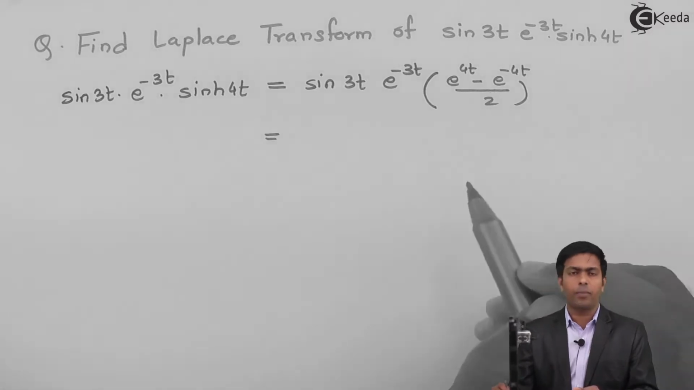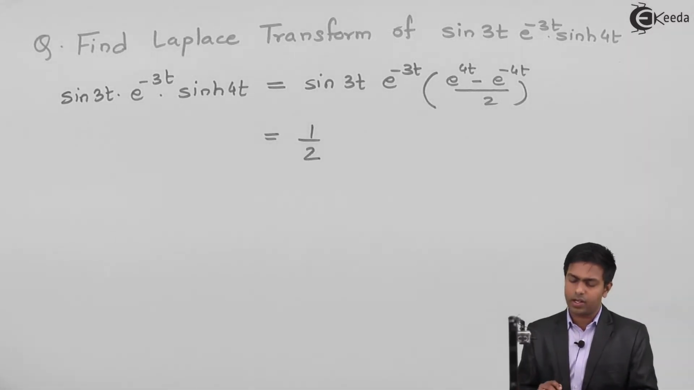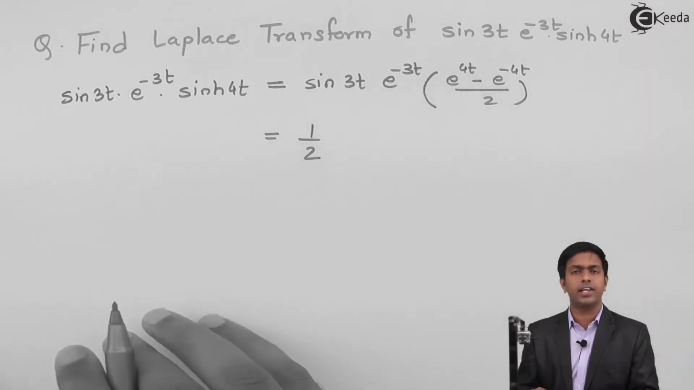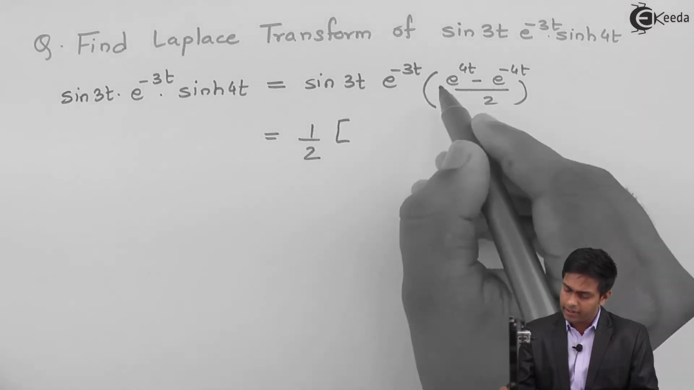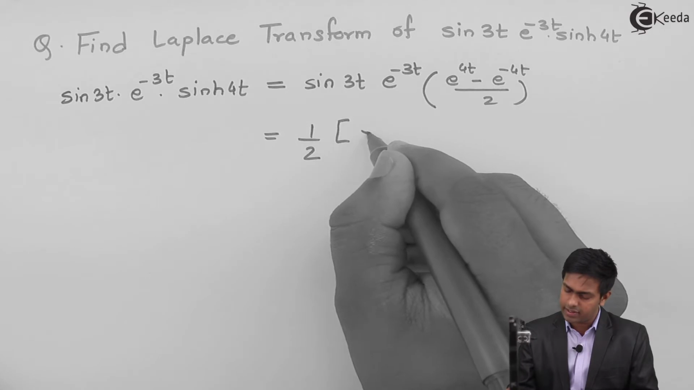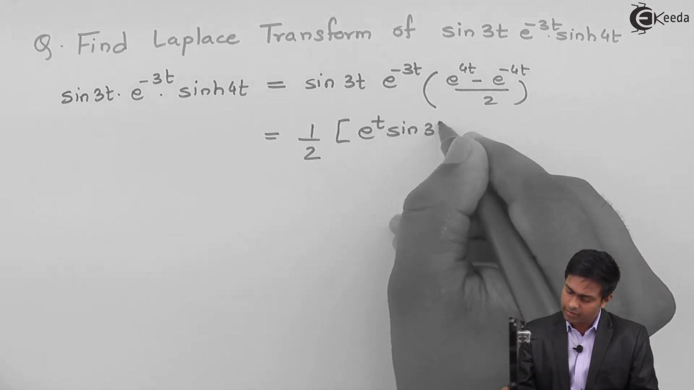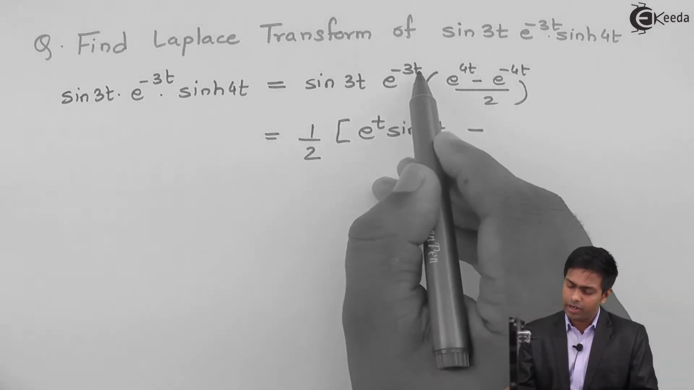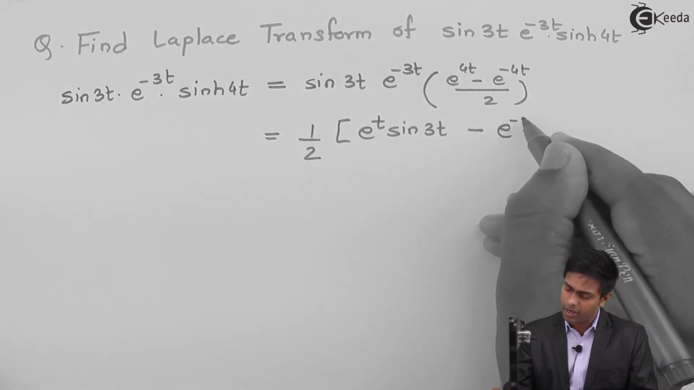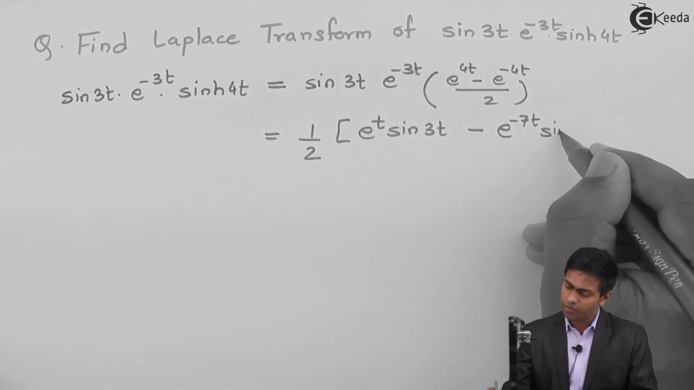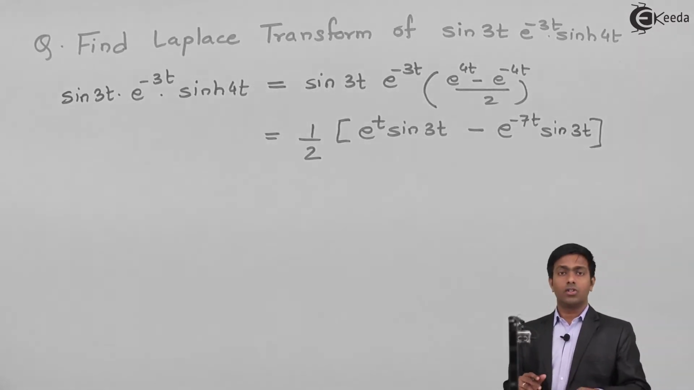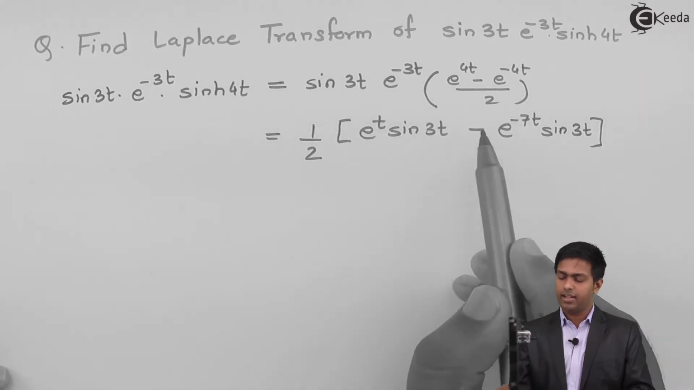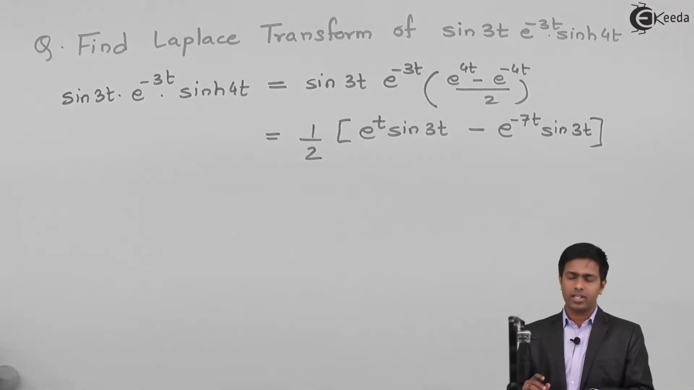So after applying this formula, we will get 1 by 2, a constant which is outside. This sine 3t e raised to minus 3t will multiply the first term, that is e raised to 4t, and here we'll get in the bracket e raised to 4t into e raised to minus 3t is e raised to t into sine 3t, middle sign minus. Next, e raised to minus 4t into e raised to minus 3t is e raised to minus 7t into sine of 3t. So now we got the simplification of this term as 1 by 2 into e raised to t sine 3t minus e raised to minus 7t into sine 3t.